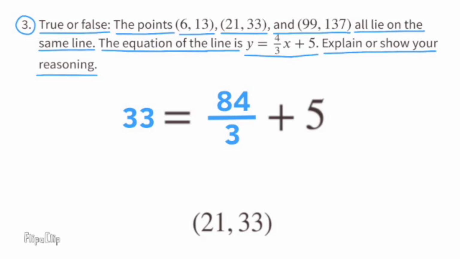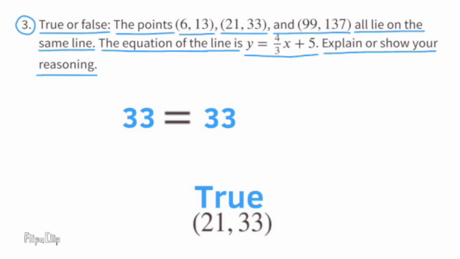And 84 divided by 3 is 28. So now it reads 33 equals 28 plus 5. 28 plus 5 is 33, and 33 does equal 33, so this is true.